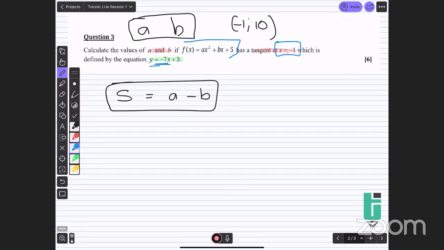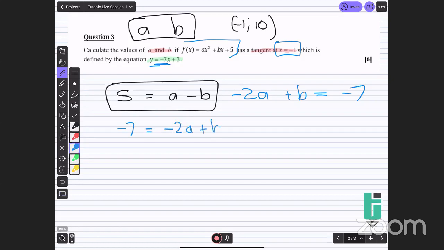So that's why Amara was right when she said, make the derivative, which is 2ax plus b, equal to -7 at x equals -1. And then there's your two equations. So we've got here -7 equals -2a plus b.